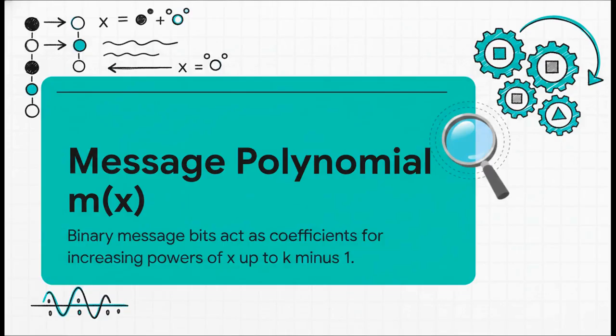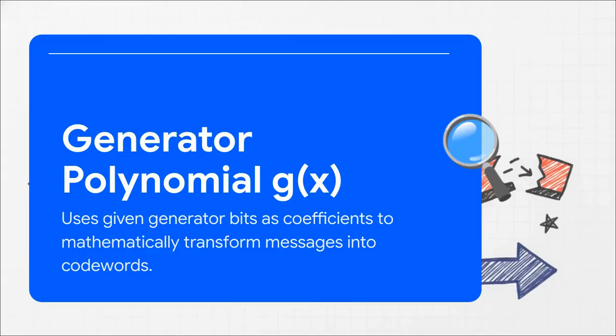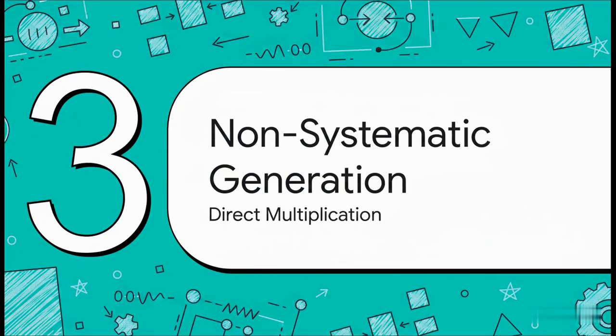It's really that simple. And similarly, we have the generator polynomial, g of x. This uses our given generator bits as coefficients, and it acts as our primary operational tool for encoding. You can think of this polynomial as the key we use to mathematically transform our raw message into a secure, error-resistant code word. Moving right along to Section 3, non-systematic code generation using direct multiplication.